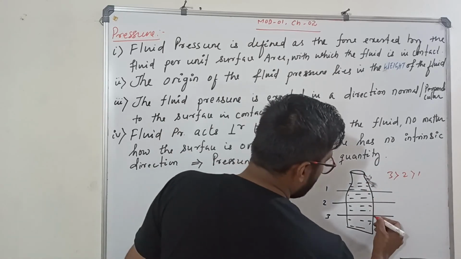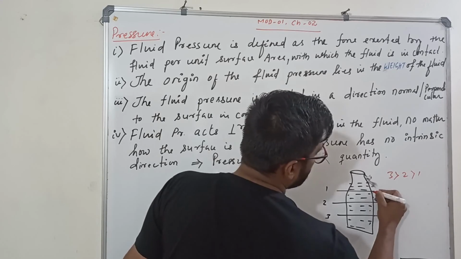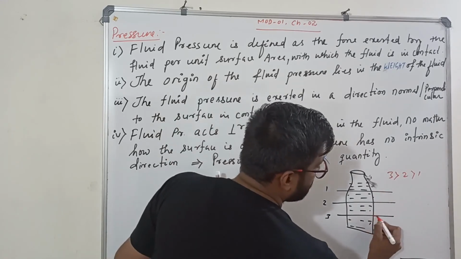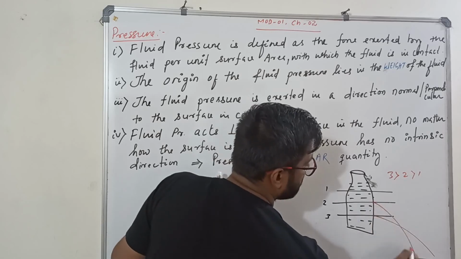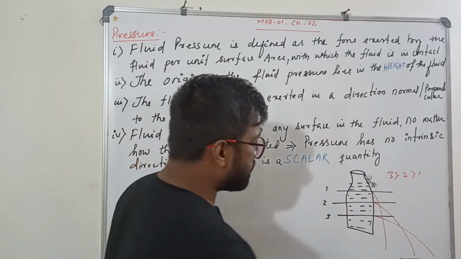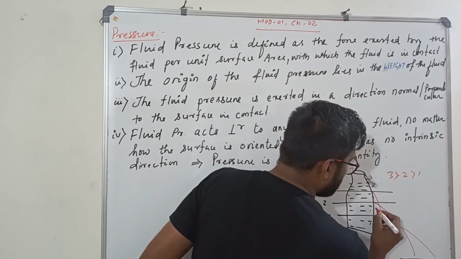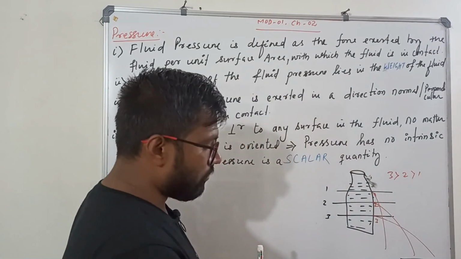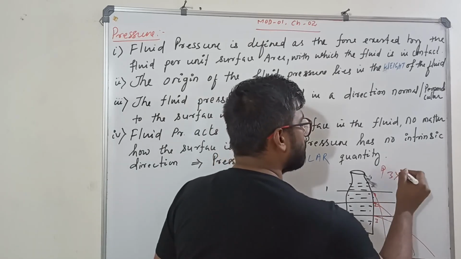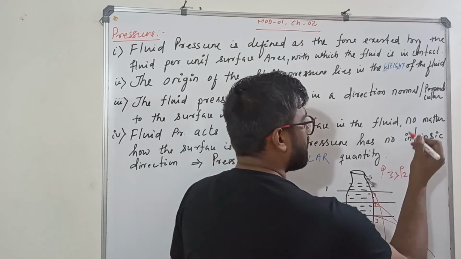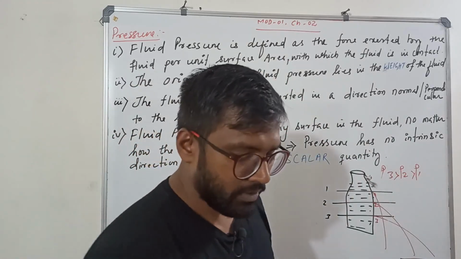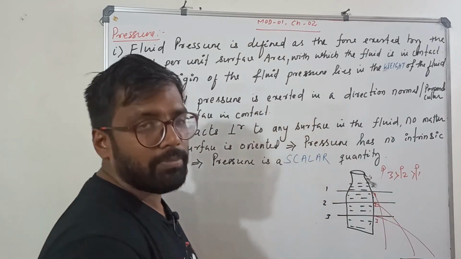If you still have a doubt, make a hole here, a hole here, and one more hole here. What will you find? The streams fall differently. Which is going more? Sir, at 3 it is going more. That means the pressure at 3 is more than the pressure at 2, which is greater than the pressure at 1. That means fluid is applying pressure.